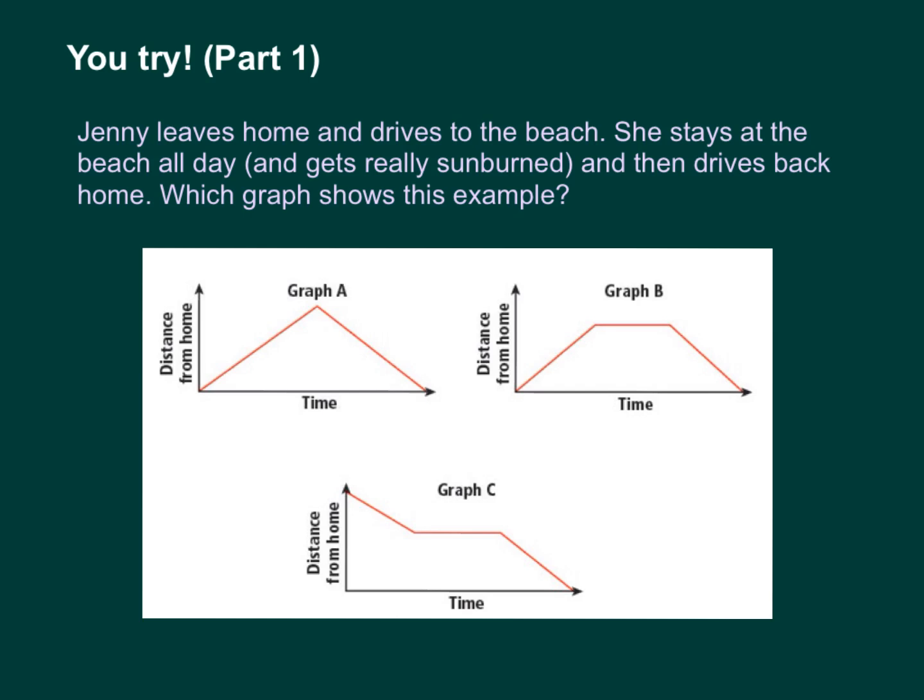So we're looking for a graph that shows the distance between Jenny and her house increasing at first as she goes to the beach, remaining constant while she stays at the beach, and then the distance between Jenny and her house decreases as she goes home.